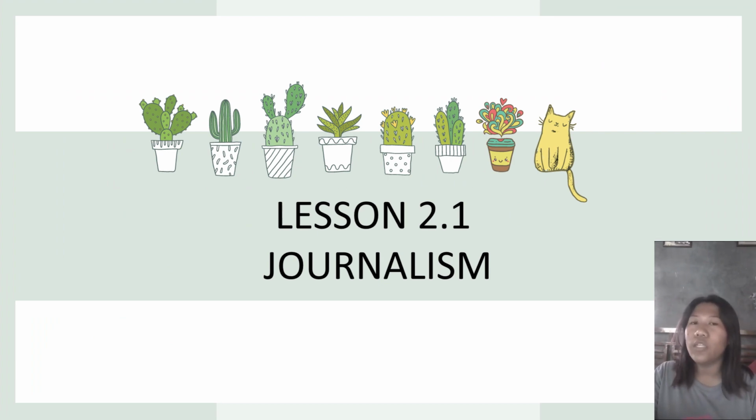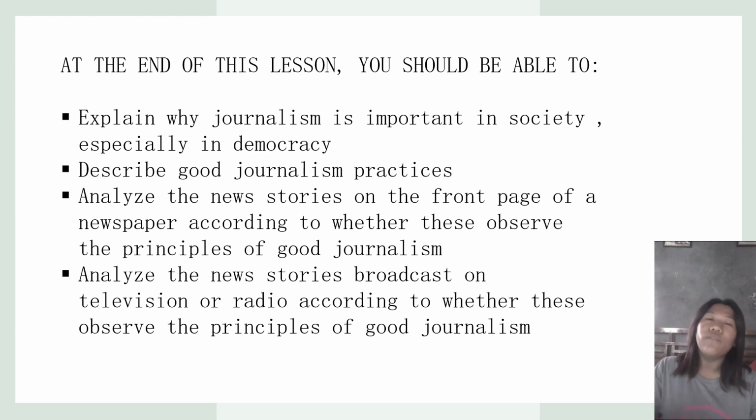It's all about journalism. Okay, so at the end of this lesson, you should be able to explain why journalism is important in society, especially in democracy. Describe good journalism practices. Analyze the news stories on the front page of a newspaper according to whether these observe the principles of good journalism, and analyze the news stories broadcast on television or radio according to whether these observe the principles of good journalism.